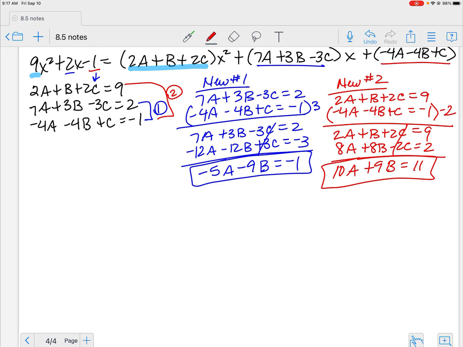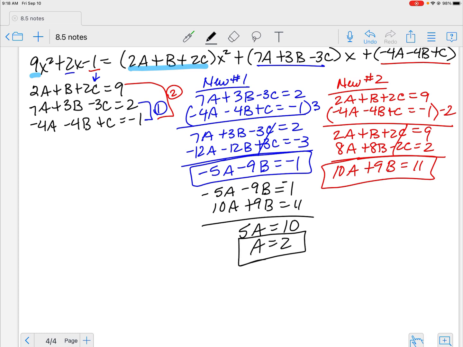Oh my goodness, ladies and gentlemen, we just had our best day ever. When I go to put these two together, negative 5a minus 9b equals negative 1 and 10a plus 9b equals 11. Oh, I'm so excited. Do you see why? The b's cancel automatically. I don't have to do any extra work there. So 5a is equal to 10. Oops, that's an equal sign for my negative. 5a is equal to 10, so a is equal to 2.